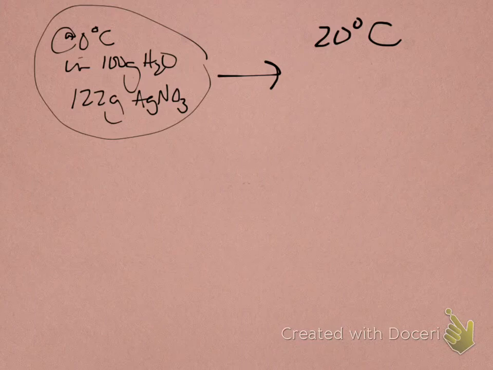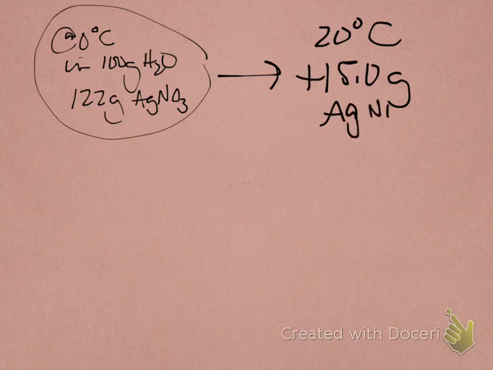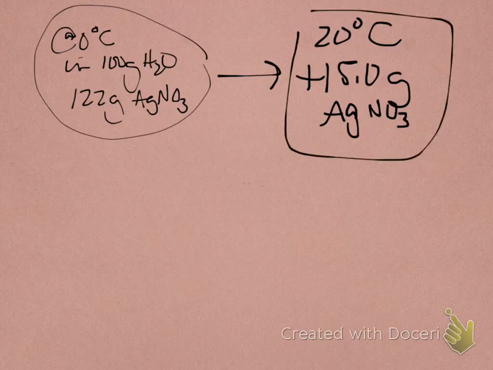If I then add even 15 grams of silver nitrate, and then, this is the critical piece. So if I add 15 grams of silver nitrate to it at 20, is it saturated? You have to look at your table. What are the total number of grams that I've got of solute in there now?